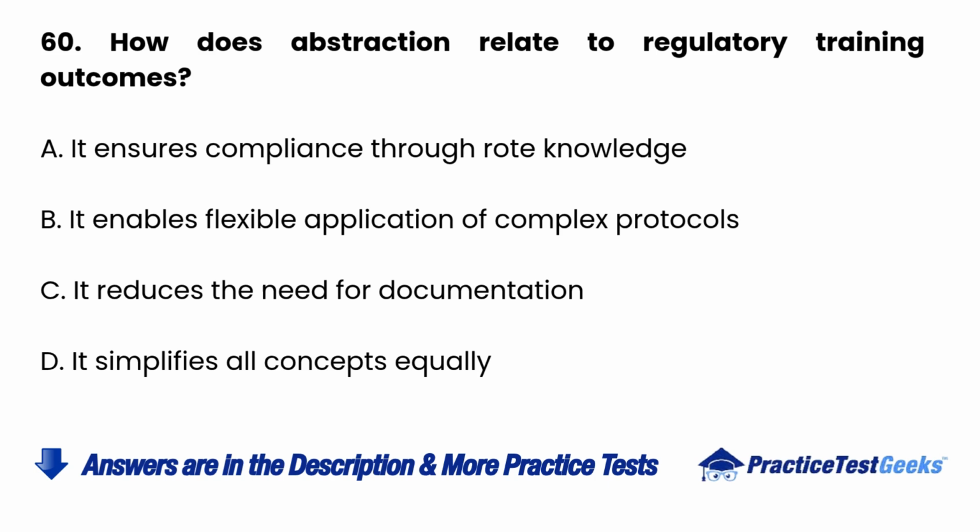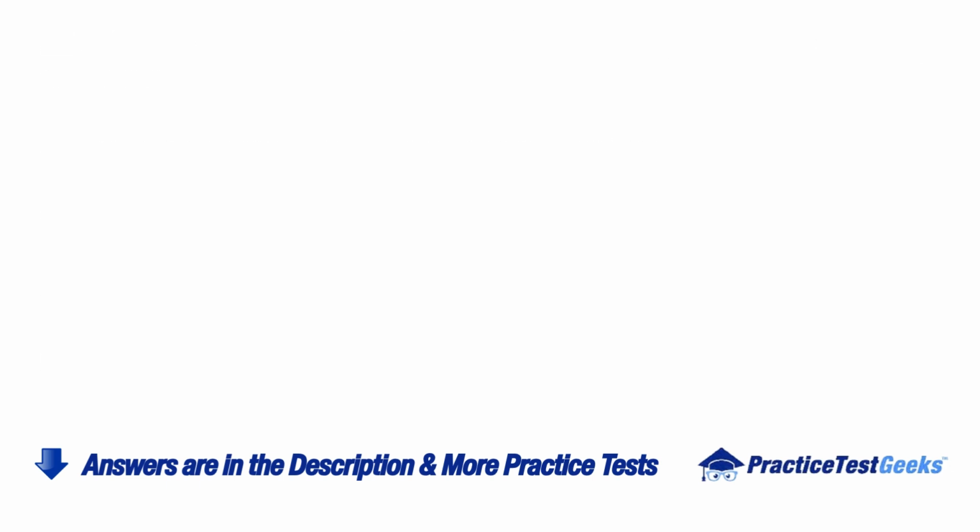60. How does abstraction relate to regulatory training outcomes? A. It ensures compliance through rote knowledge. B. It enables flexible application of complex protocols. C. It reduces the need for documentation. D. It simplifies all concepts equally.